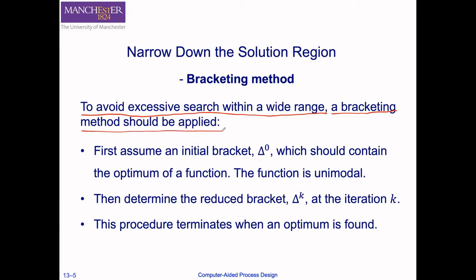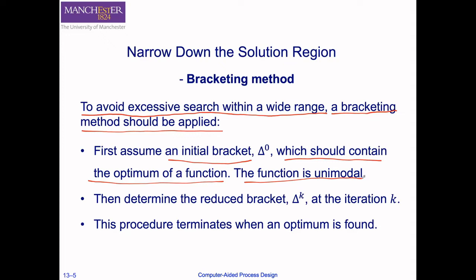The key idea of the bracketing method is to keep narrowing down the solution region. Let's see how it works. In this bracketing method, we first assume an initial bracket which should contain the optimum of a function. We also assume the function in this initial bracket is unimodal.